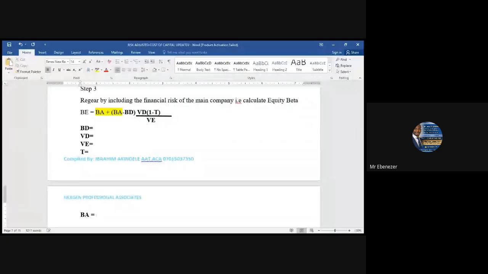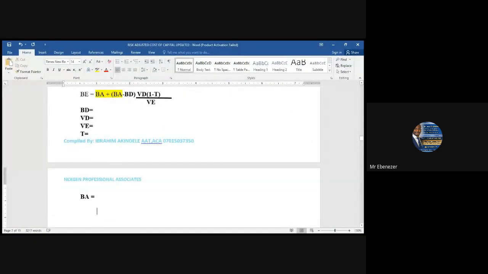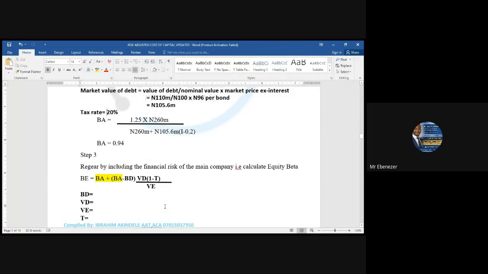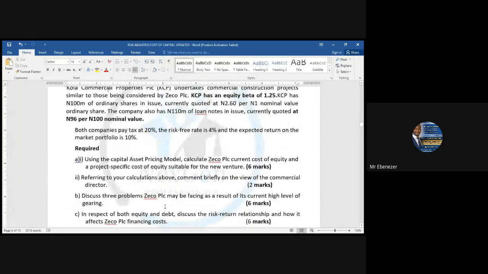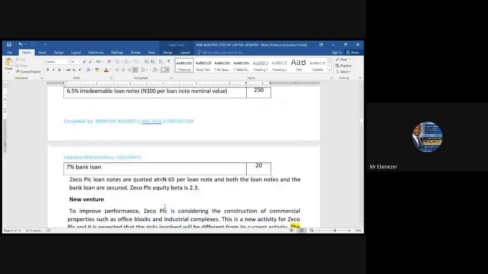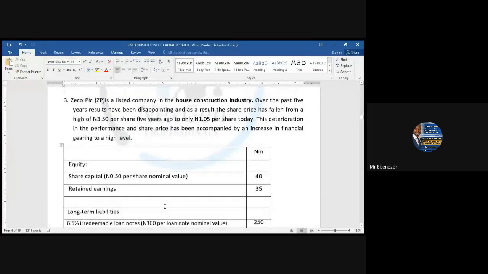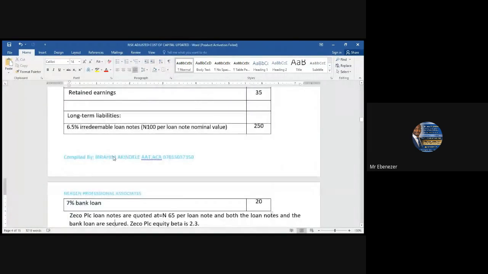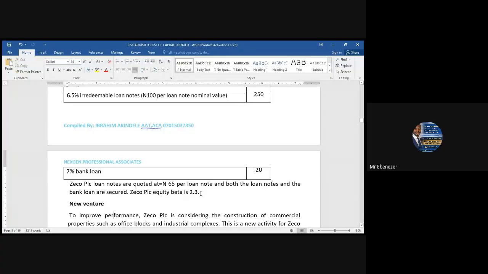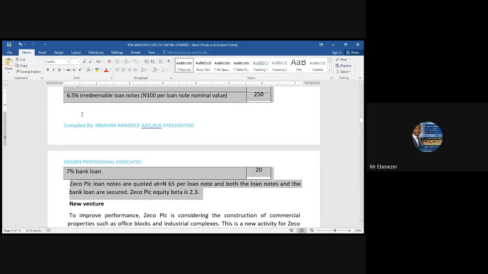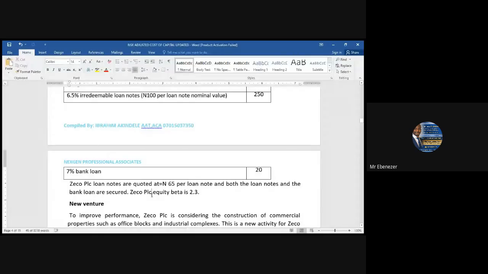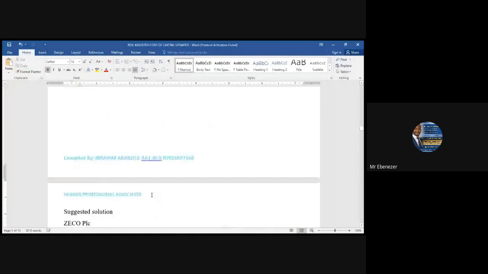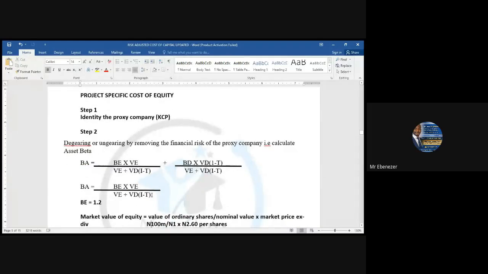this. What do we have as beta asset? 0.94. Good. Now, let's check the beta debt. Where is the beta debt for the main company? Right. All of this information is for market price. Beta debt, are we given anything for beta debt? No. Any beta debt? No beta debt. So that means that the beta debt will be equal to 0.